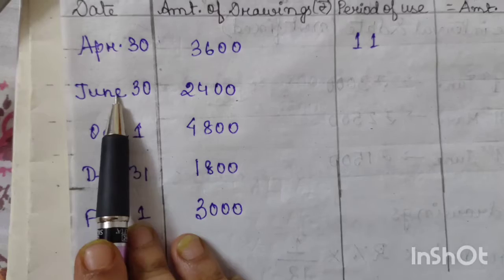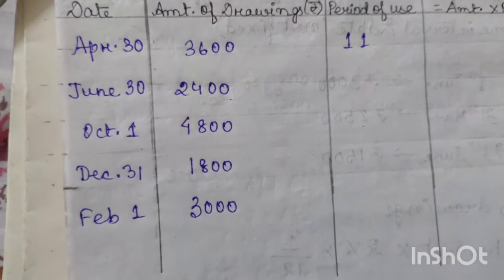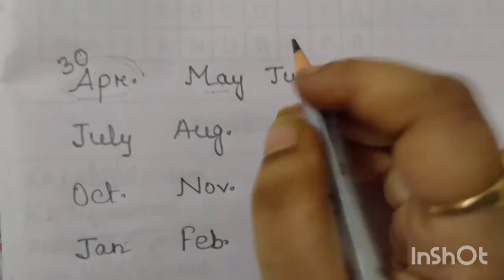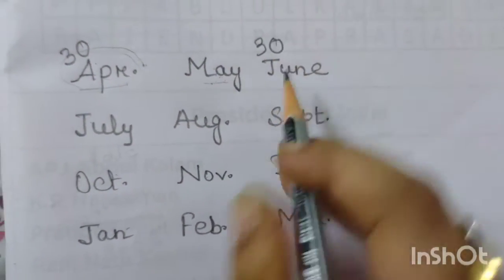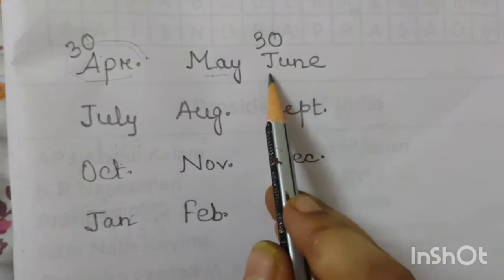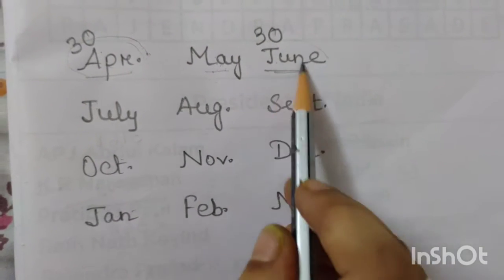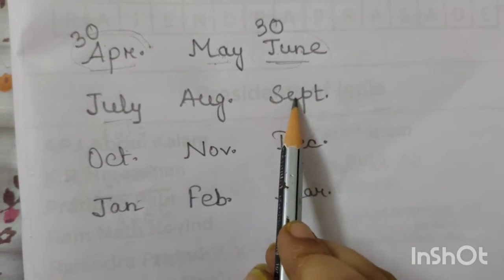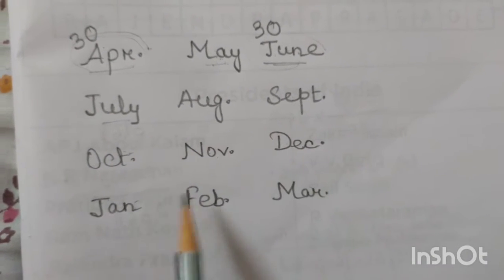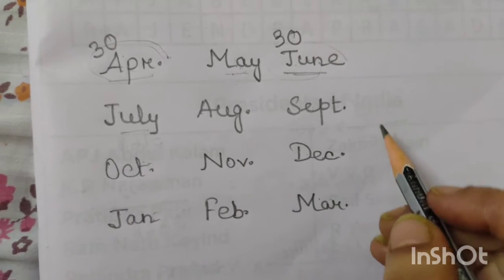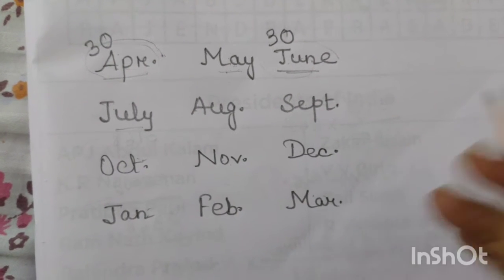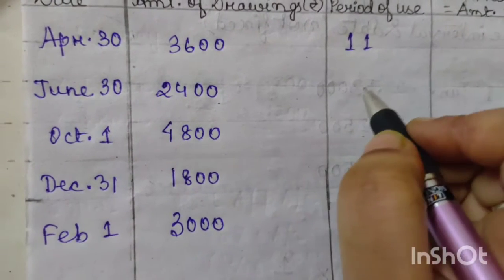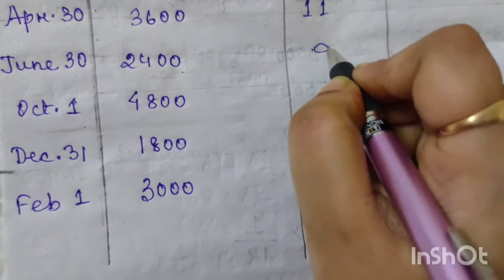Now come to the second case. When we have withdrawn on 30 June, in that case again June won't be considered because this is the end of the month. Now from July we will count 1, 2, 3, 4, 5, 6, 7, 8, 9. So here comes 9 months. So in period of use we will write 9 months.